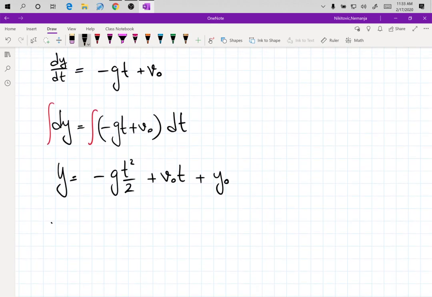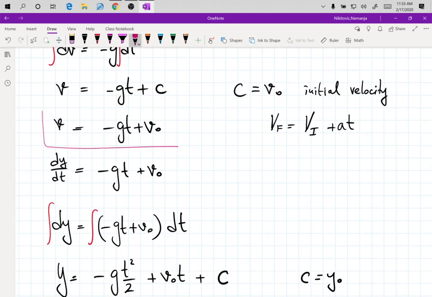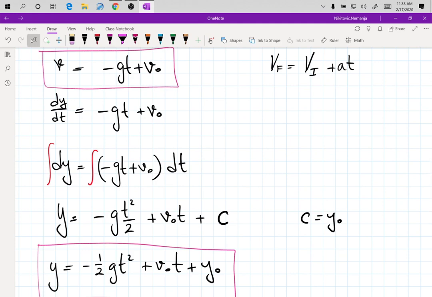And this equation is remembered as negative 1/2 gt squared plus c, because when you integrate, and then we'll say that c is initial height. All right. So now, when you integrate, you get plus c, then you define that plus c to be initial height, and then you write the equation. So these are the two equations you memorize in physics.